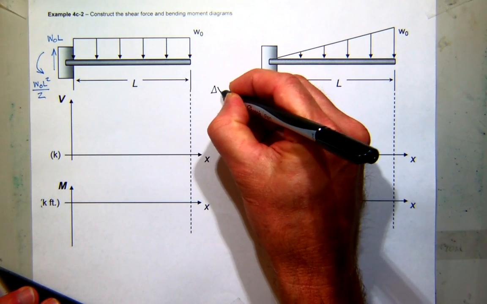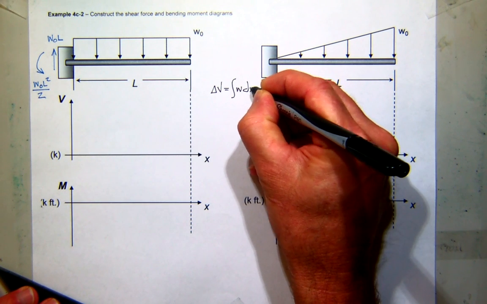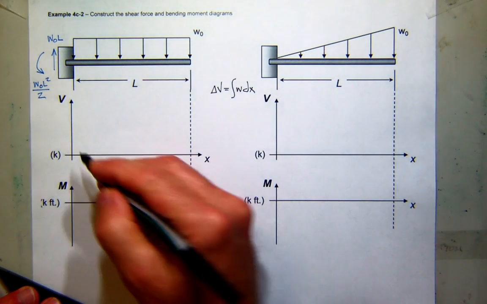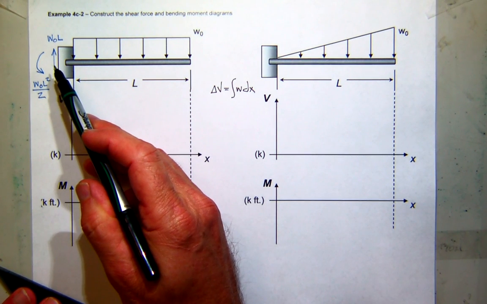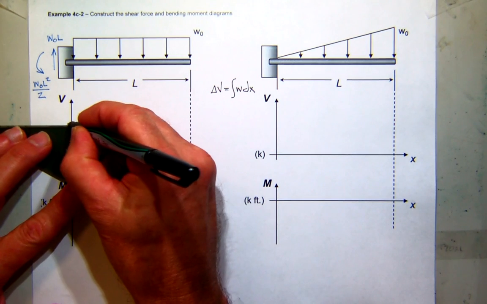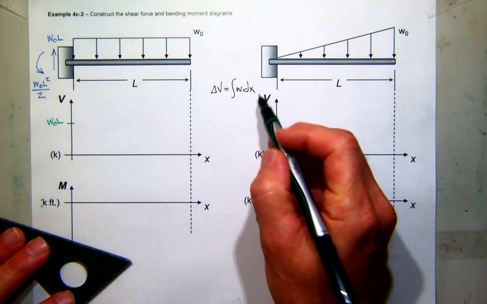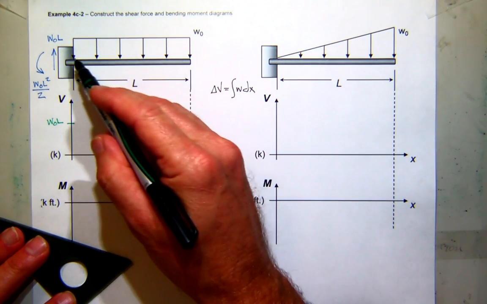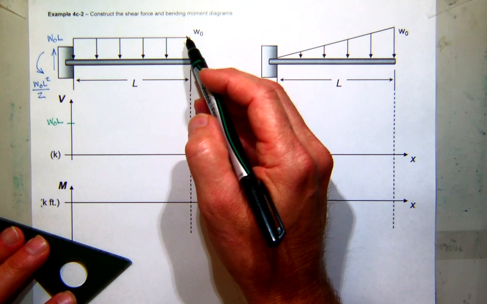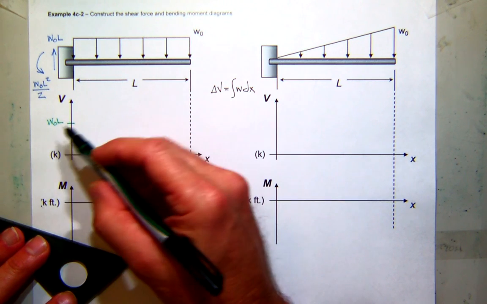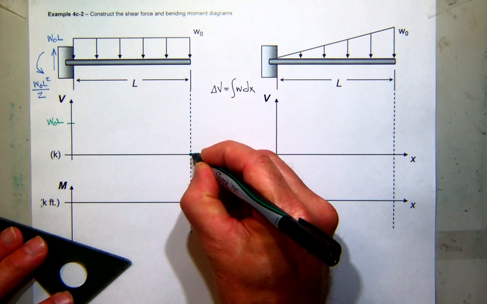We know that the change in shear is going to be the area under the load curve. So let's apply that first. My shear is going to start off with what kind of value? Is this a positive or negative shear? Positive. So I'm going to start off at a value of W naught L. The change in shear is the area in the load curve. What's the area in the load curve? Well, this is negative load, so that's negative W naught times L. So W naught L minus W naught L is 0.